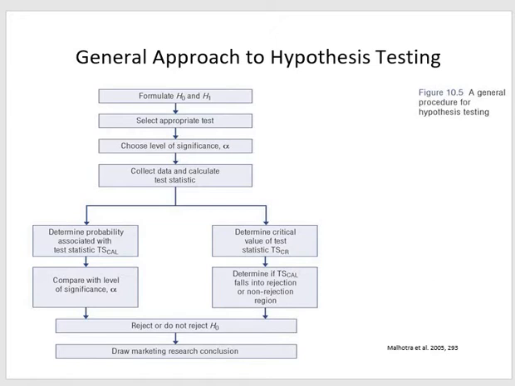Next is select appropriate test. You have to select an appropriate test by which your hypothesis will either be proven or disproven. You cannot just take any test randomly, but a proper test should be selected. Next is choose the level of significance alpha. What do you mean by level of significance?